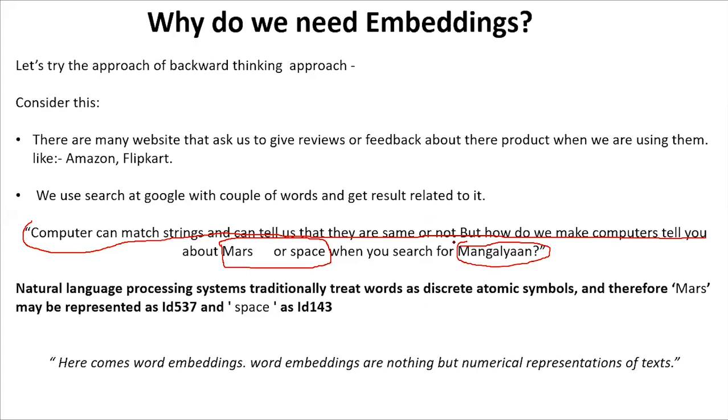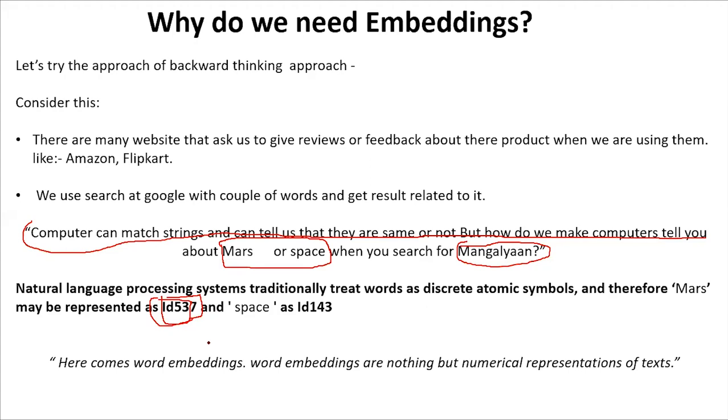In natural language processing, specifically while doing deep learning or machine learning in NLP, words are treated as symbols. So Mars would have a number represented against it, and space would have a number against it. When you say Mars, Google understands that Mars has this particular number. As you can see over here, it's ID 537. It's just a random number that I have made, and these numbers can change according to your own customized version. So if I type Mars, Google has a representation of ID 537, and it knows to give this guy results nearby 537.